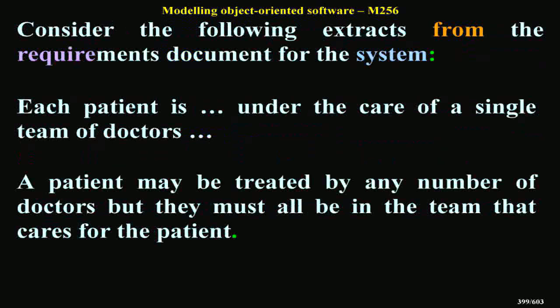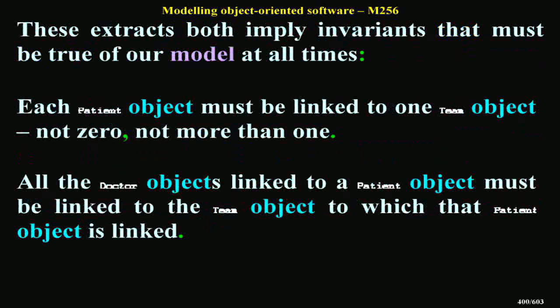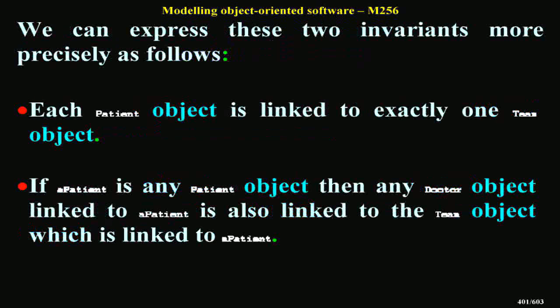Consider the following extracts from the requirements document for the system. Each patient is under the care of a single team of doctors. The patient may be treated by any number of doctors, but they must all be in the team that cares for the patient. These extracts both imply invariants that must be true of our model at all times. Each patient object must be linked to one team object, not zero, not more than one. All the doctor objects linked to a patient object must be linked to the team object to which that patient object is linked. We can express these two invariants more precisely as follows.